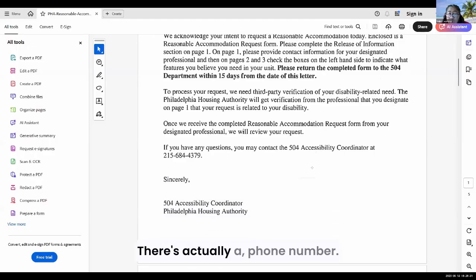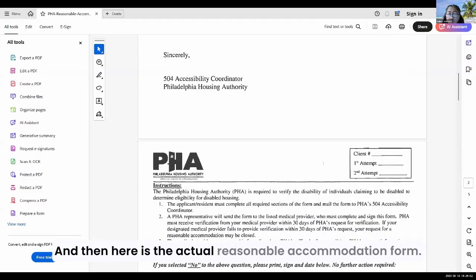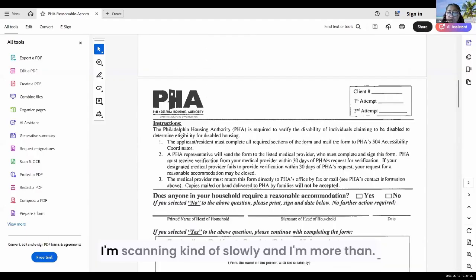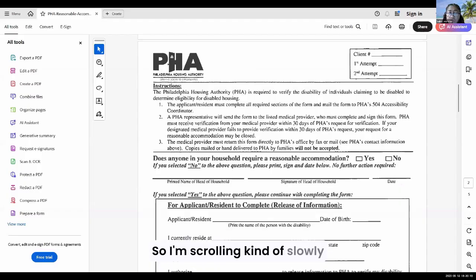There's actually a phone number, and I can, with reasonable certainty, say that this is the accurate phone number. I would also say that 9 times out of 10, you will get a voice recording when you call it. And then here is the actual reasonable accommodation form. I'm scanning kind of slowly, and it's public information. You can Google reasonable accommodation and get this form from any number of housing authorities, but this is the one specifically in Philadelphia. So I'm scrolling kind of slowly to show you what the instructions are.